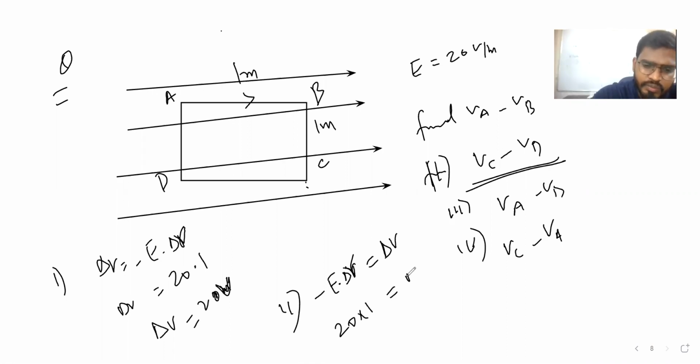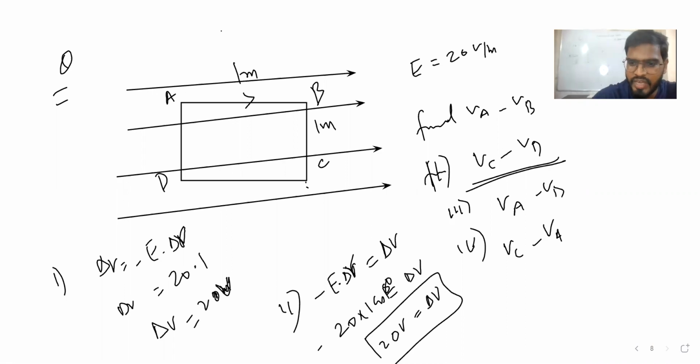1 is equal to delta V. Sorry, cos 180. So 20 again. That is what? Delta V we got, VA minus VD. 90 degree, so 0, right? VC minus VA, VC minus V.